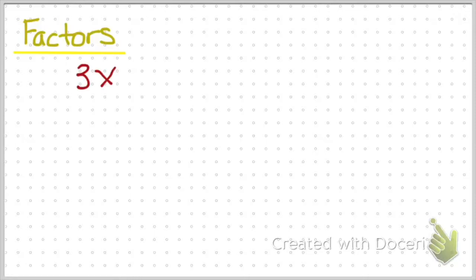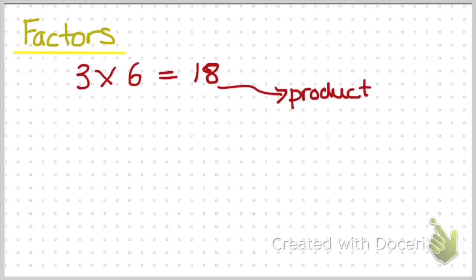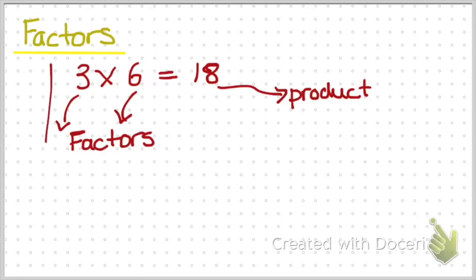3 times 6 is 18. Now in math, and you've done order of operations, you know what the operations are in math. When you multiply two things together, we call this number here the product. That's usually what we say when the answer to two multiplied numbers. These numbers over here are called factors because they are two numbers that when multiplied together give you 18. And this is what we're going to focus on.